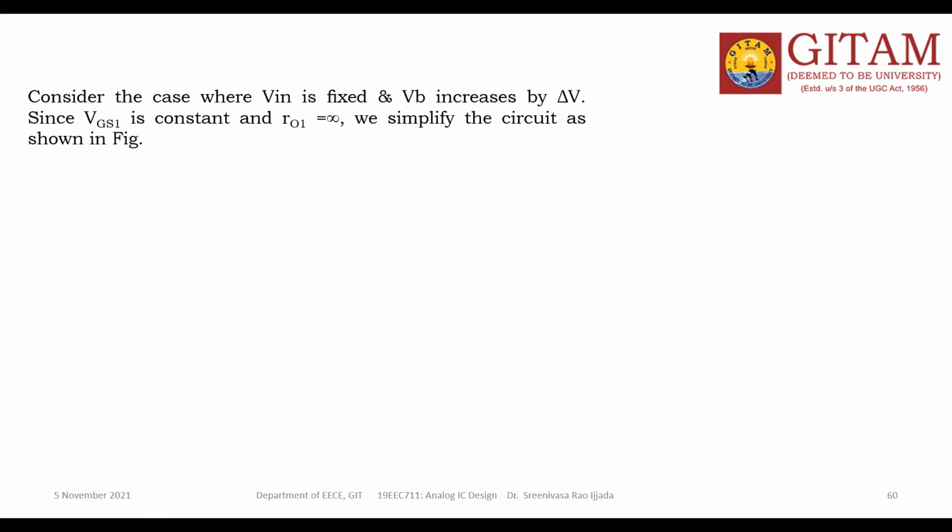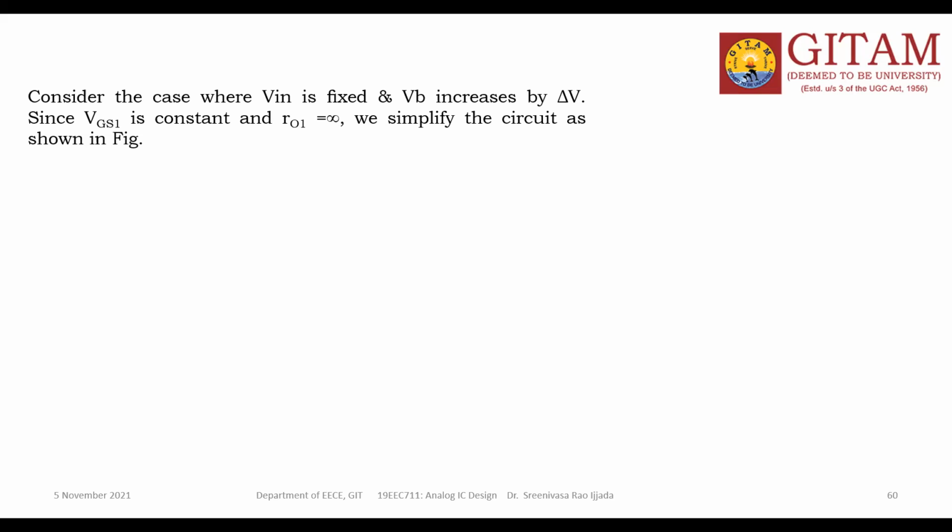That is, the M1 gate senses the change in voltage of delta V, and because of that, there is a change in voltage at the output. We already calculated that. Now, another case is to fix Vin and talk about VB changing by some amount of voltage. Then what things will change? Consider the case where Vin is fixed and VB is increased by delta V.